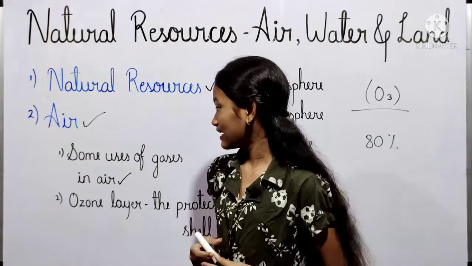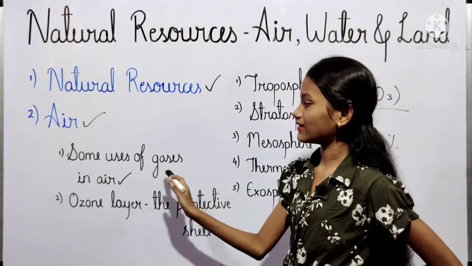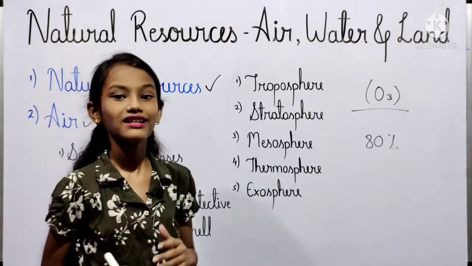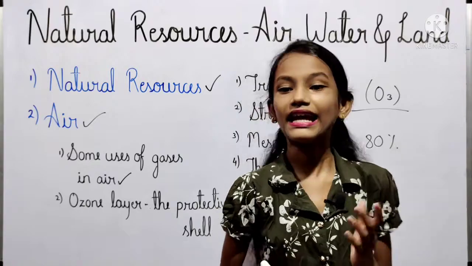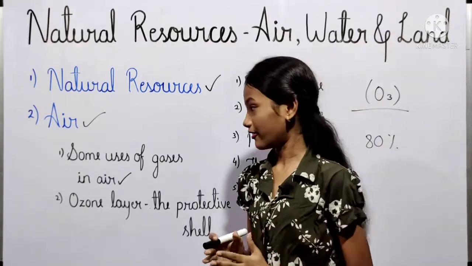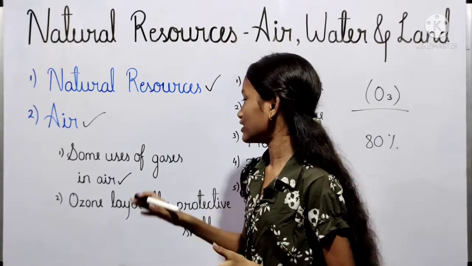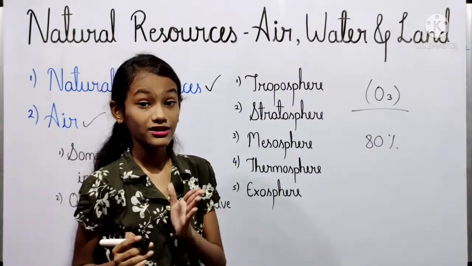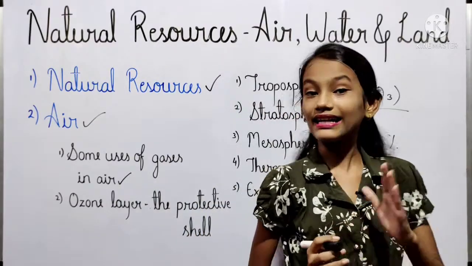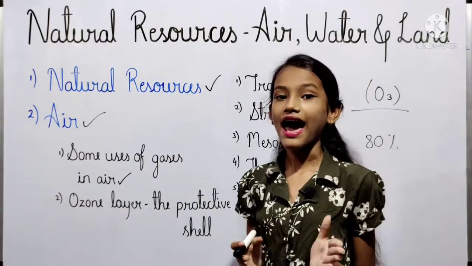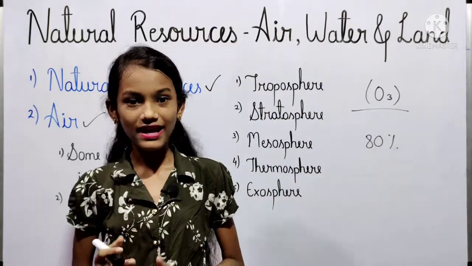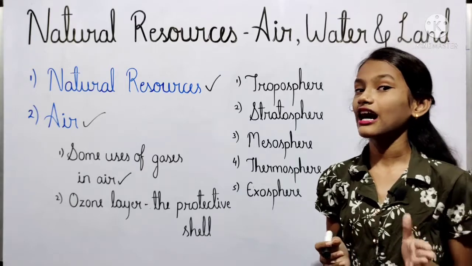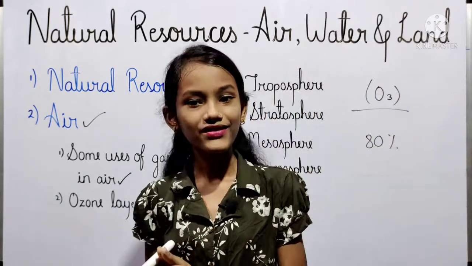And also we have seen in it the first topic, that is some uses of the gases in the air. In it we have seen nitrogen, oxygen, carbon dioxide, argon, helium, neon, krypton, and xenon. We have seen such 8 types of uses of the gases in the air. And also we have seen that nitrogen is about 78% and oxygen is about 21%, argon is about 0.9%, the other constituents of air are about 0.07%, and carbon dioxide is about 0.03%.